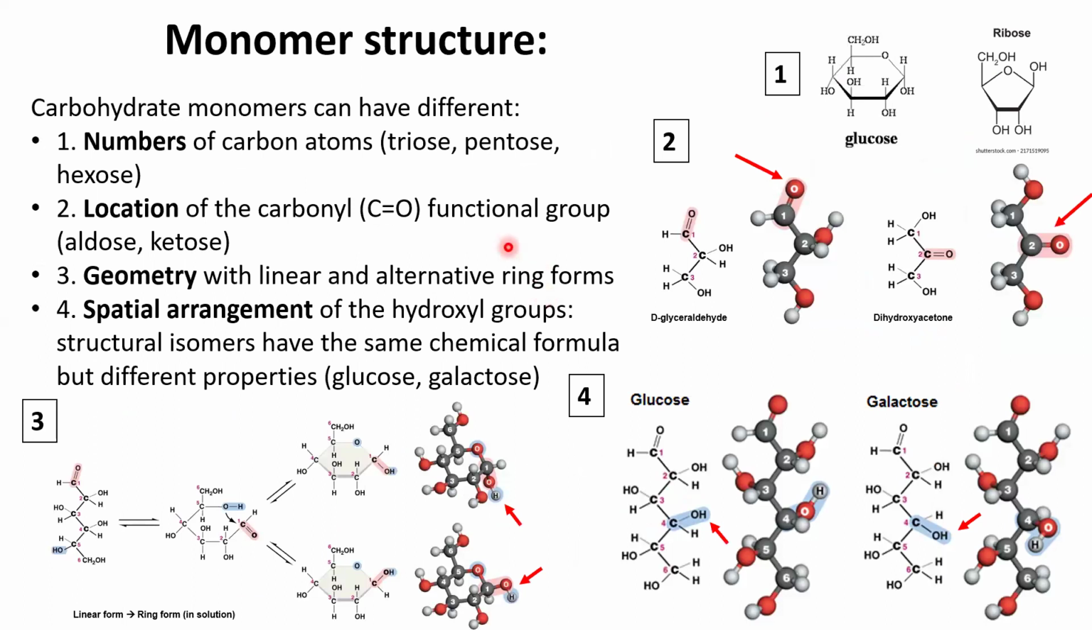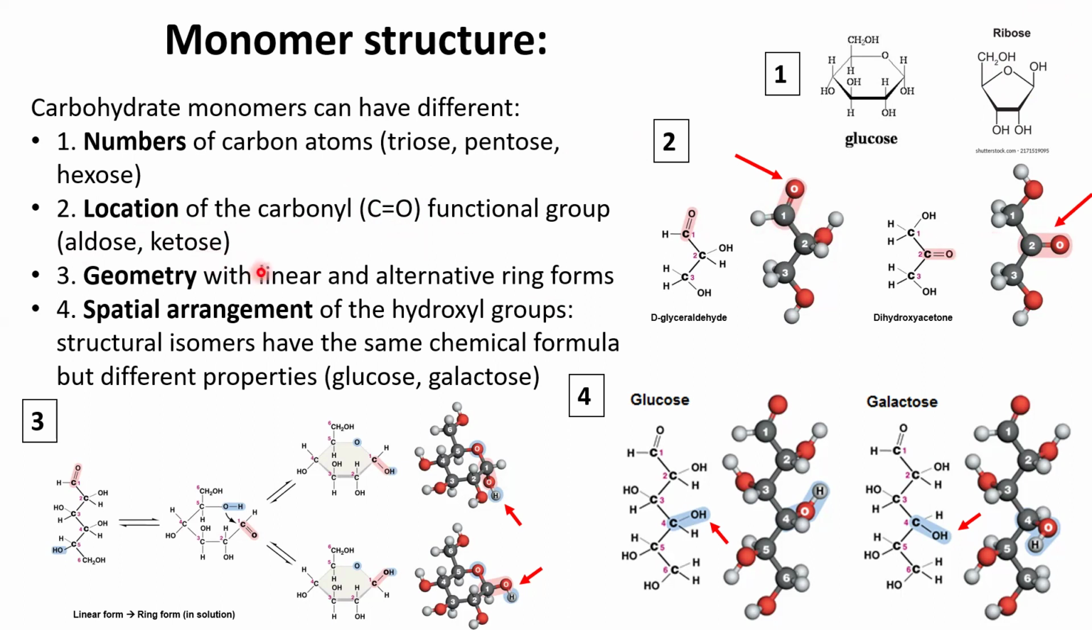Now, monomers can have a different number of atoms, such as glucose, which has 6 carbons. But ribose, on the other hand, only has 5 carbons. It can also vary in the location of the carbonyl group that we talked about last time, a C double bond O, like this one here. It can vary depending on which carbon atom it's attached to. In this one, it's the first one. In this one, it's the second one.